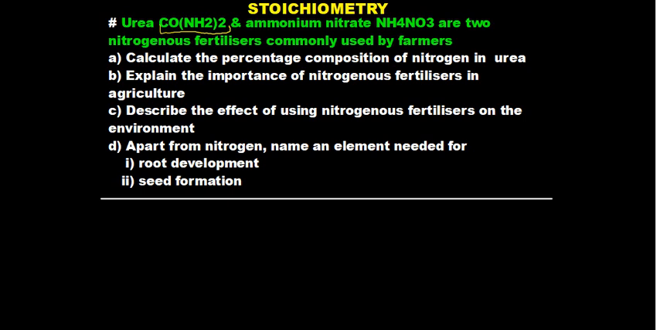Part C says, describe the effect of using nitrogenous fertilizers on the environment. It's also very important to understand that whatever we use on plants or in the environment has a positive side and a negative side. So the excess use of nitrogen on the environment: if you have excess nitrogen, the bacteria in the soil are going to get that nitrogen and convert it into a nitrate. That is water soluble.